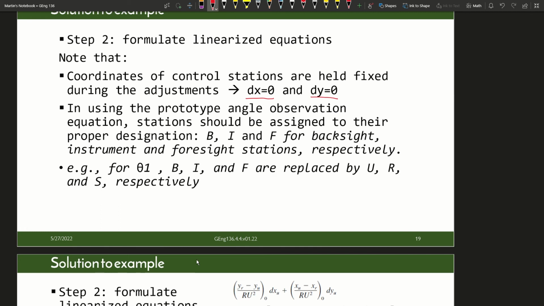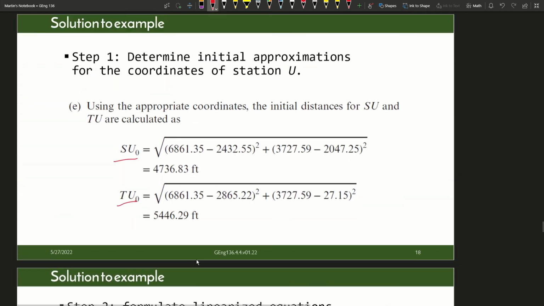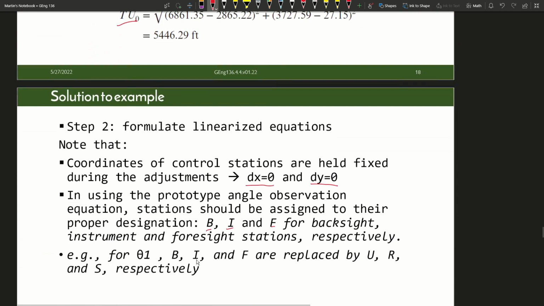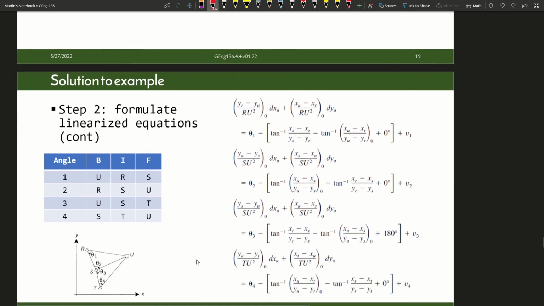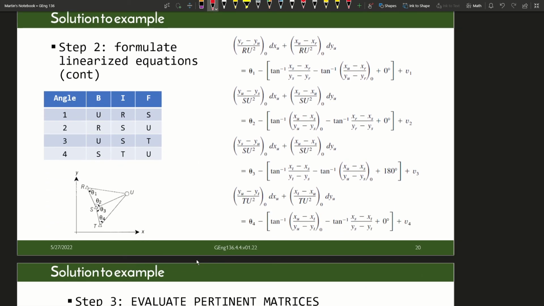So in using the prototype angle observation equation, stations should be assigned to their proper designation. So where is the backsight, where's the instrument, and where's the foresight? Okay. So for angle 1, B, I, F are replaced with U, R, and S respectively. So we have here your table, right? To guide you, for example, for angle 1, which is the backsight station, which is the instrument station, and the foresight station.